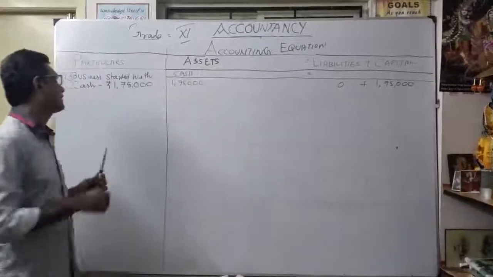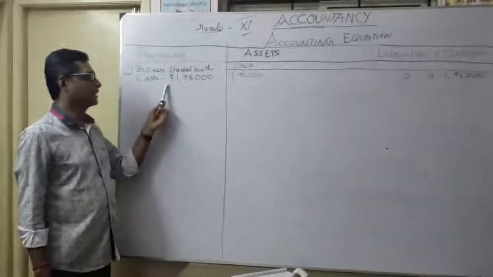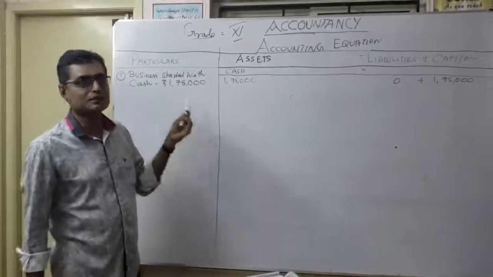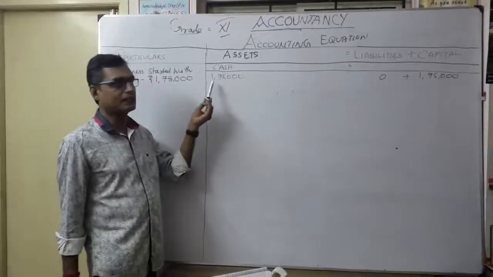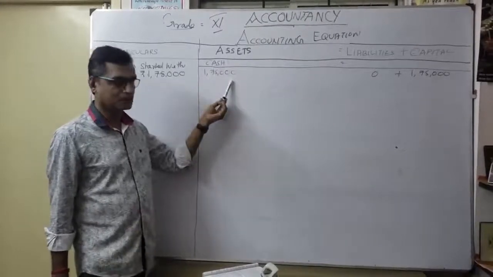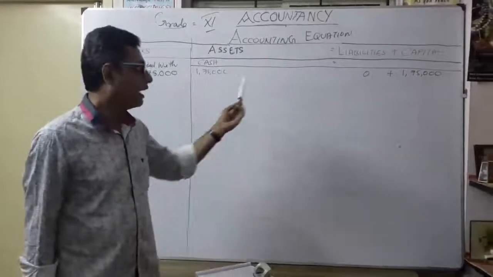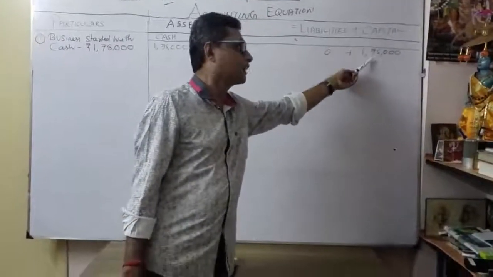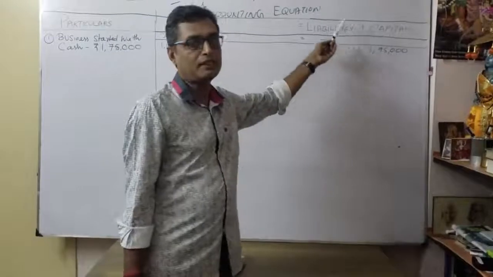I repeat once again. Business started with cash, so 1,75,000. We invested in the business, so we got money, cash. I'm going to write cash coming under assets, so 1,75,000. Here also 1,75,000. Again, on this side there is no liabilities. I have written it under capital. Now you got it. That's the idea here.